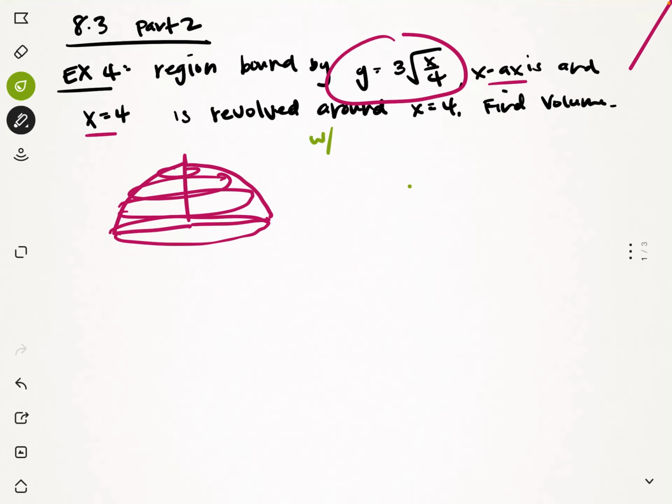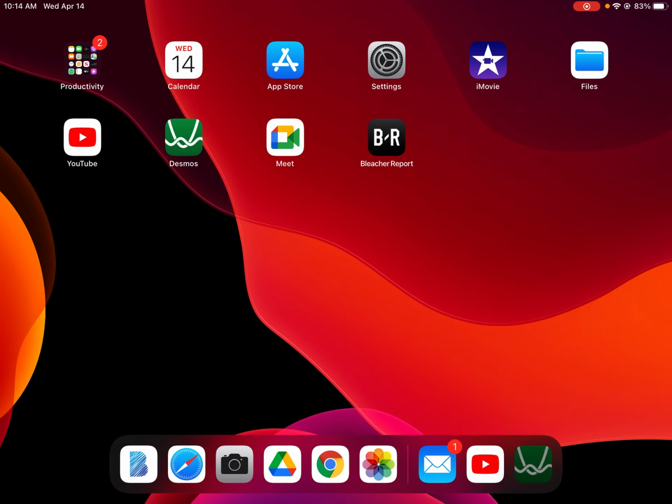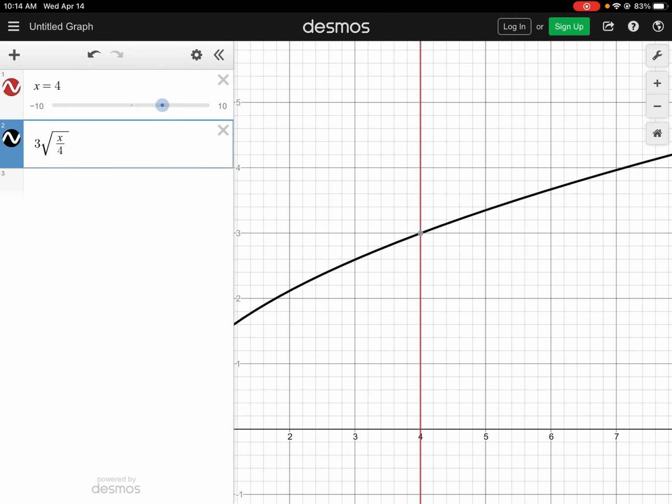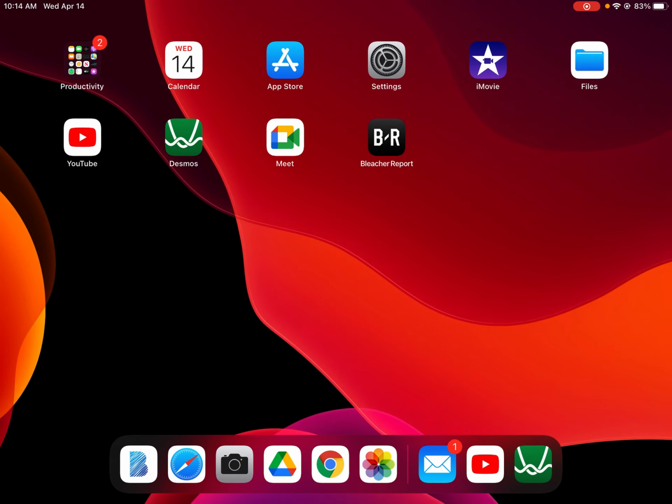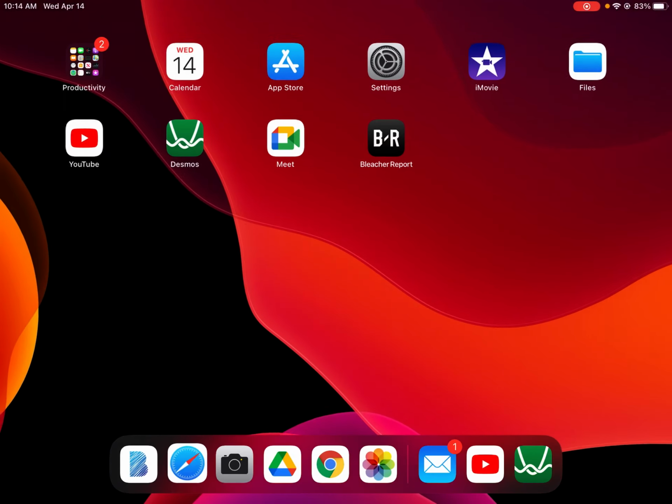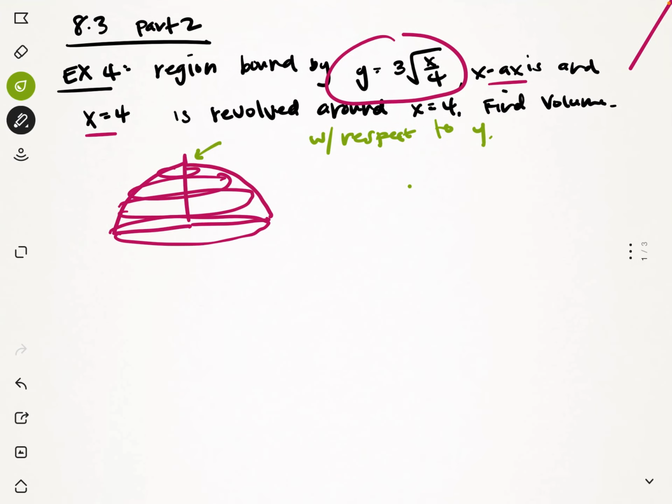So with respect to y. Okay, so let's set this up. What we know here is that the top is going to be at 3, and we can go back and check our graph to make sure. So the top here, the intersection is at 3, because we're talking in terms of y. So we know this is going to be at 3 for our y, and the bottom is at 0 for our y. So we know our integral is going to be from 0 to 3.